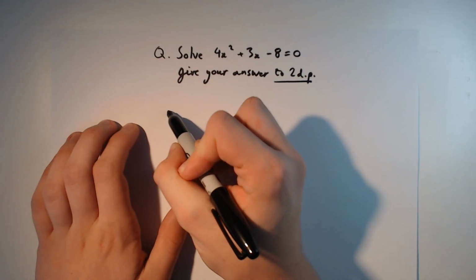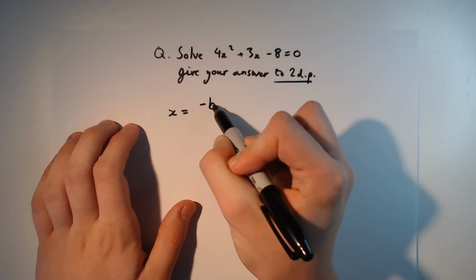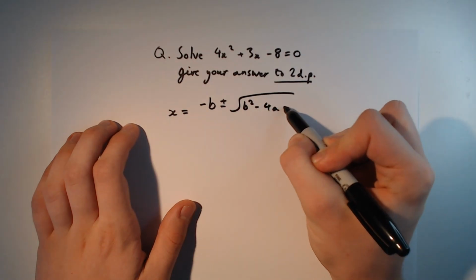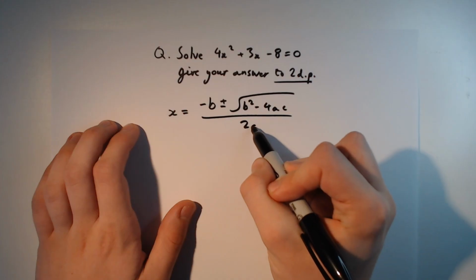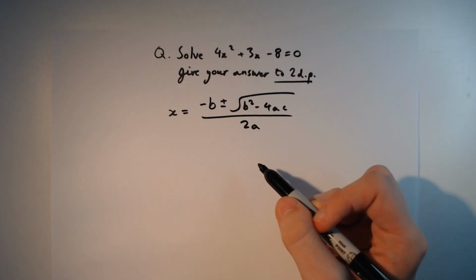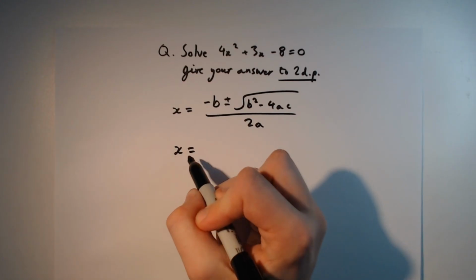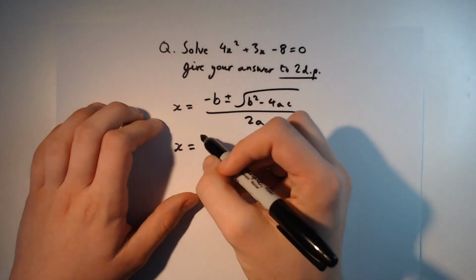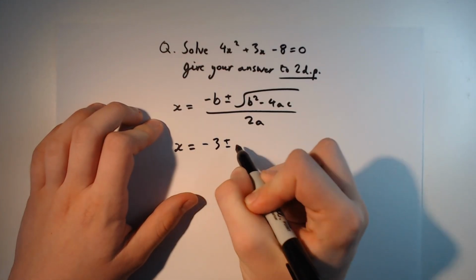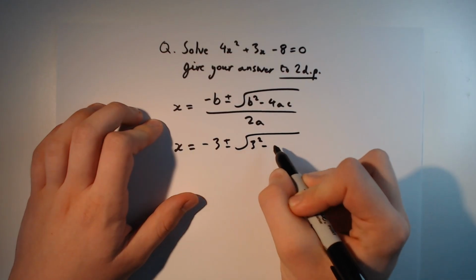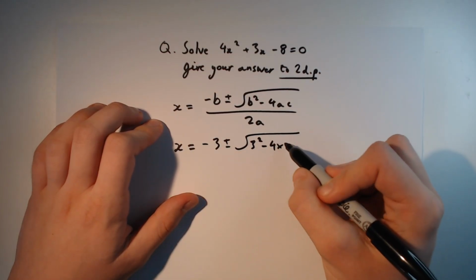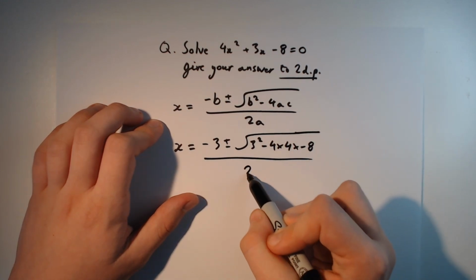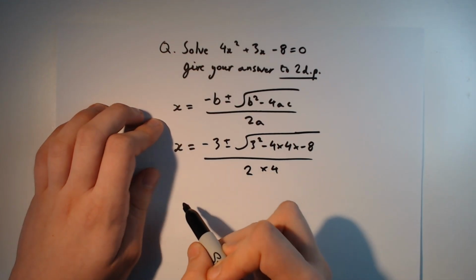So let's start by writing it out. x equals minus b plus or minus the square root of b squared minus 4ac, over 2a. Okay, and so now we're going to substitute it all in and work it out. We've got minus 3 plus or minus the square root of 3 squared minus 4 times 4 times minus 8, all over 2 times 4.